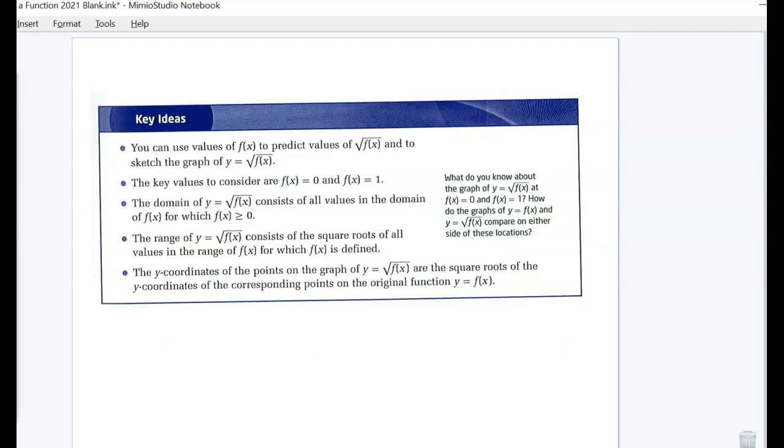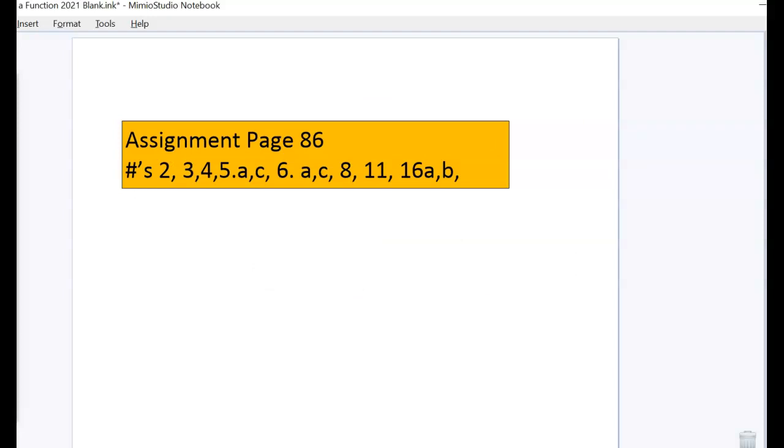Okay, so there are some key ideas that summarize section 2.2. And there's your assignment. Give those some practice, see how you do. And if you have any questions, you can ask me in class.